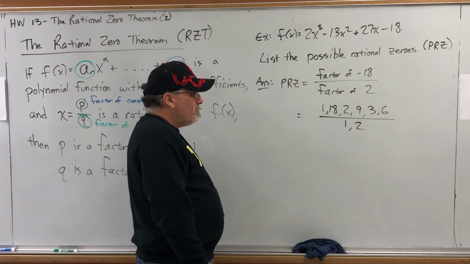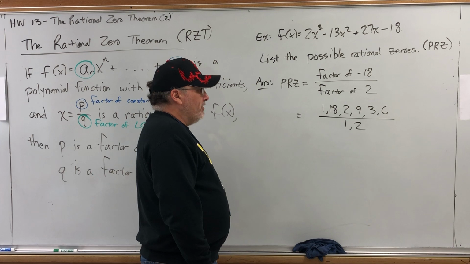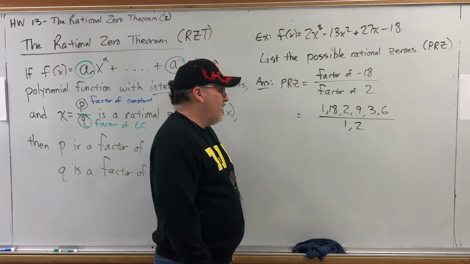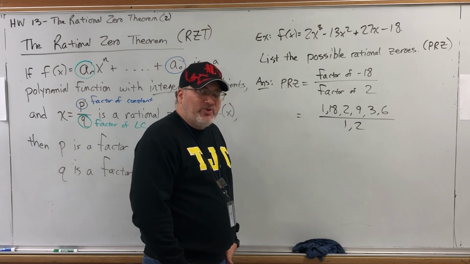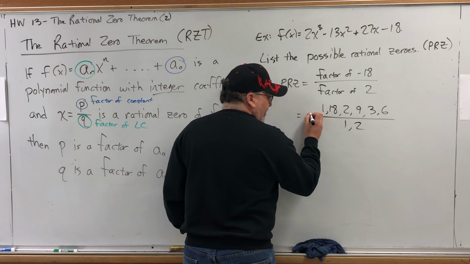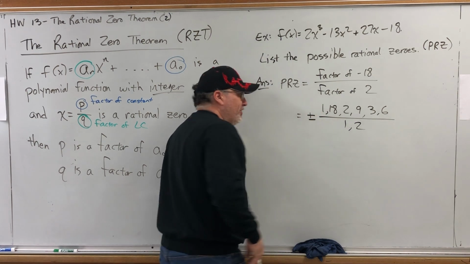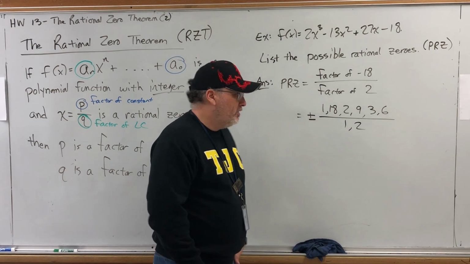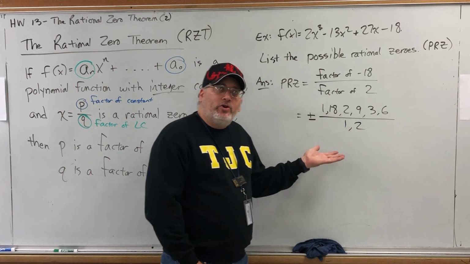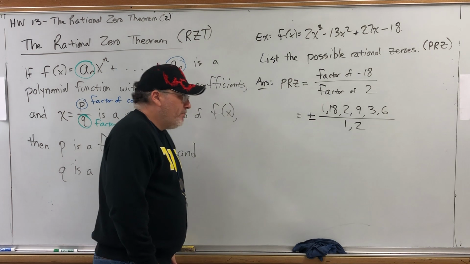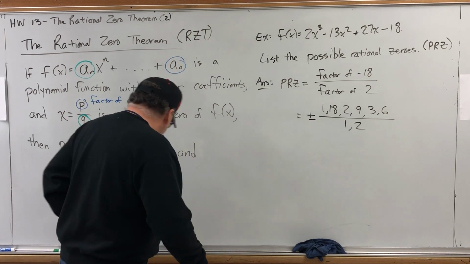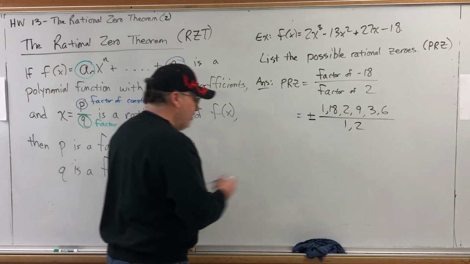Now, what about the negatives? Well, when you're listing your factors, you can start by just listing the positive ones, and then keep in mind that all of the negative counterparts are also factors. And a real easy way to capture all the positives and negatives is to just stick a giant plus minus in front of this fraction. Now, this isn't a number, this is a bunch of numbers that we're going to create. How are we going to create them? The way you list your possible rational zeros is you make every possible fraction that you can.